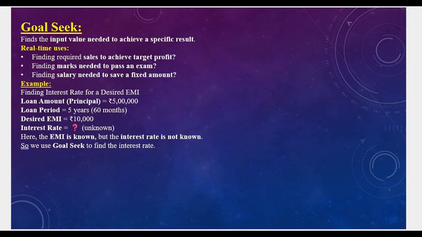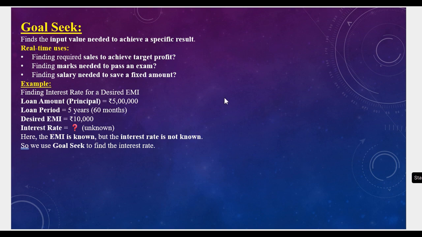Hello everyone. In this session, I'm going to explain GoalSeek, which is a what-if analysis tool in MS Excel. Use it to find the required input value for a desired result. It works by changing one input cell to achieve a specific output value.